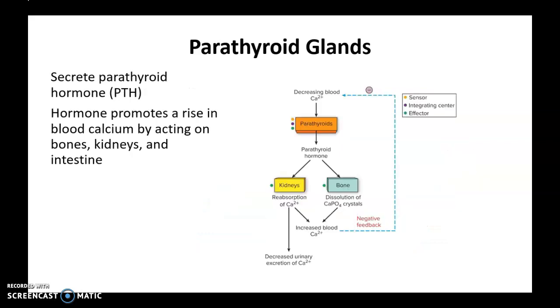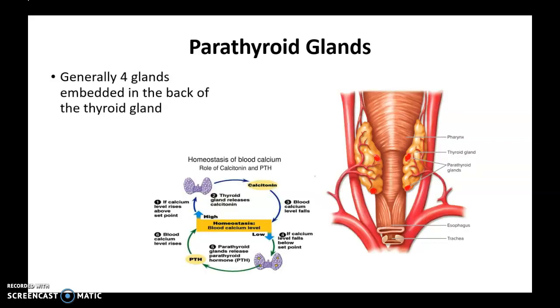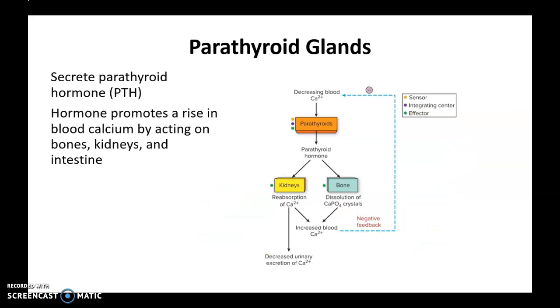All right, now how do the parathyroid glands work? Parathyroid glands are stimulated when the blood calcium level is low. So low blood calcium level stimulates the parathyroid gland to release PTH or parathyroid hormone. The parathyroid hormone works on the bones and tells the bone to release more calcium into the blood. It also causes the kidneys to retain more calcium in the blood and thereby bringing up blood calcium levels.